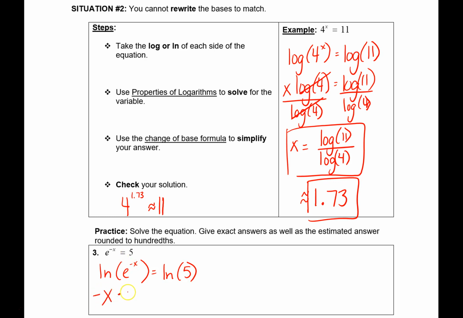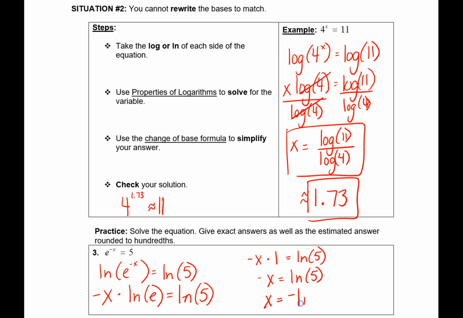That's negative x times the natural log of e. But then instead of dividing by natural log of e, natural log of e is just 1 because they undo one another. So that's negative x times 1 is equal to the natural log of 5. Or in other words, negative x is equal to the natural log of 5. Then all I have to do to get the x by itself is multiply each side by negative 1.